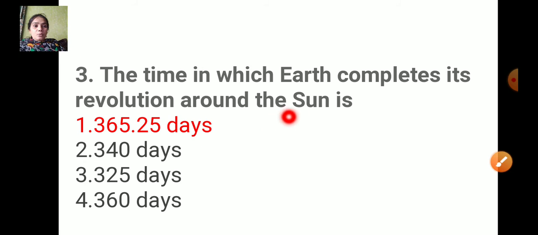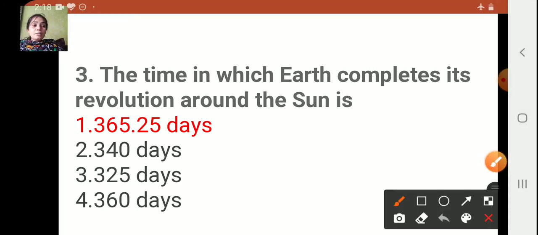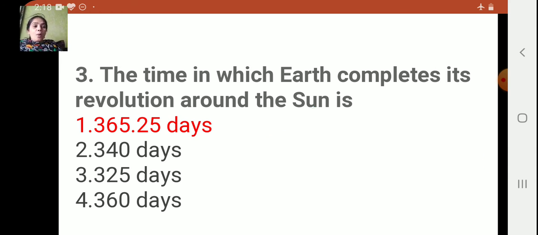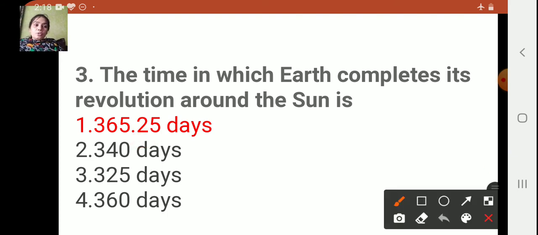The time in which earth completes its one revolution. One rotation means 24 hours and one revolution means 365 days. So do not get confused, children. One rotation means 24 hours and one revolution around the sun means it takes 365 days or 1 year. So the answer is 365 days, or 1 year.